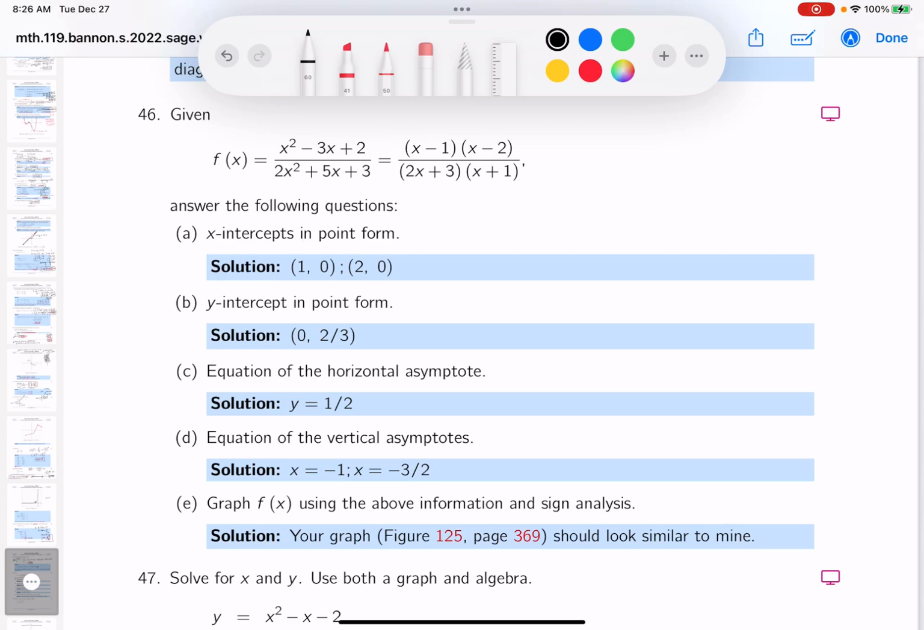Okay, answer the following questions about this rational function. And the x-intercepts are relatively simple to do because they gave it to me in factored form over here. And by giving it to me in factored form, it makes it easy for me to deal with the problem. So the x-intercepts are going to be when the numerator becomes 0, and that happens at 1, just a point, and the other point is at 2.